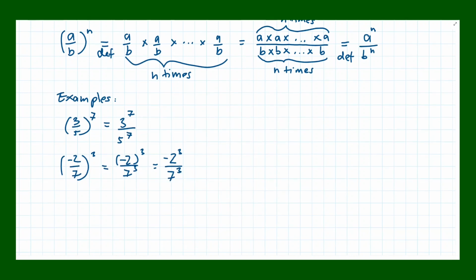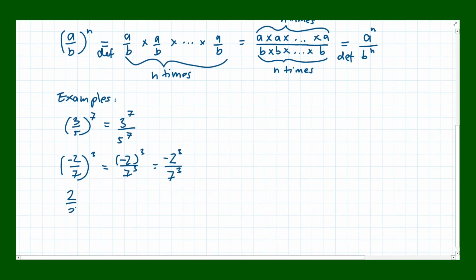And 7 cubed stays. Again, remember, if you multiply a negative number by itself an odd number of times, you're going to end up with a negative number. But if you multiply it an even number of times, you end up with a positive number. Look at the next example.